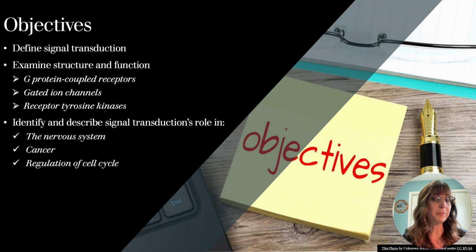In this lesson, we will meet the following objectives. First, we will define signal transduction. Then we will look at the structure and function of G protein coupled receptors, gated ion channels, and receptor tyrosine kinases. Lastly, we will take a look at how these receptors and channels function in the nervous system, cancer, and in regulation of the cell cycle.